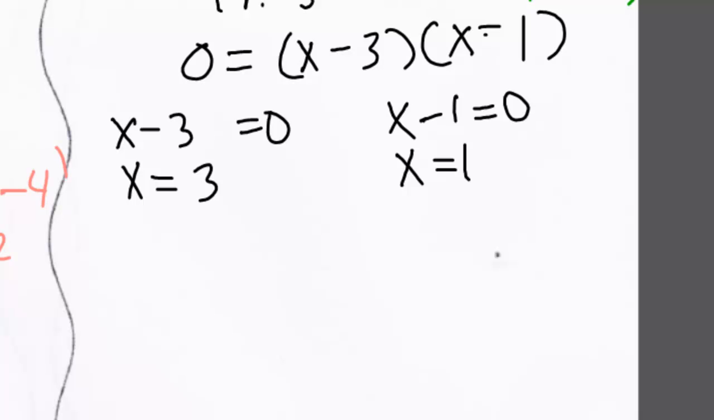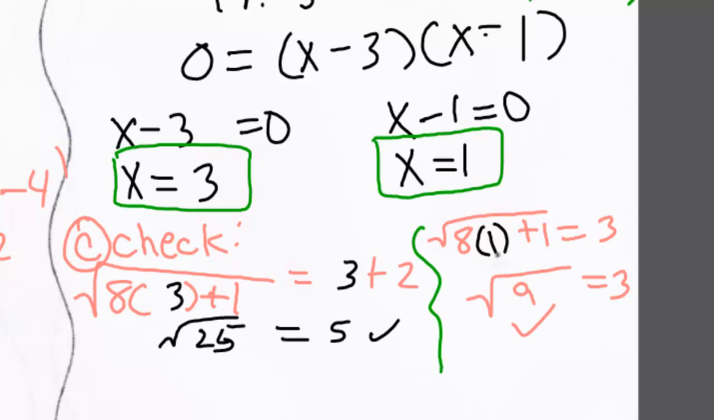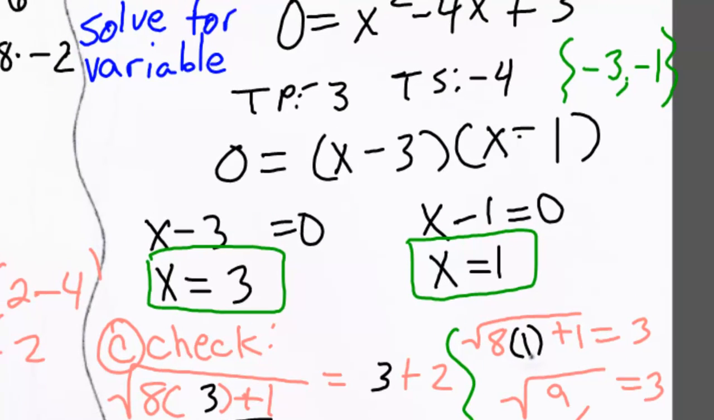Now I need to check for extraneous solutions. Plugging 3 into the original equation gives square root of 25 is equal to 5. That is a true statement. 1 is also an answer.